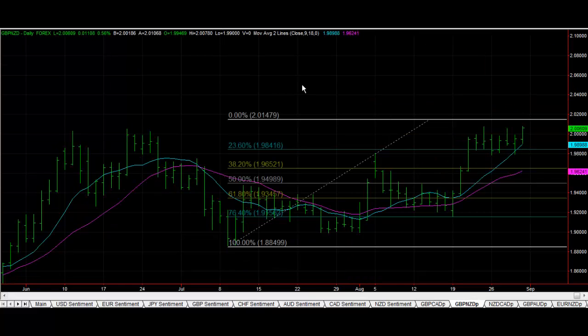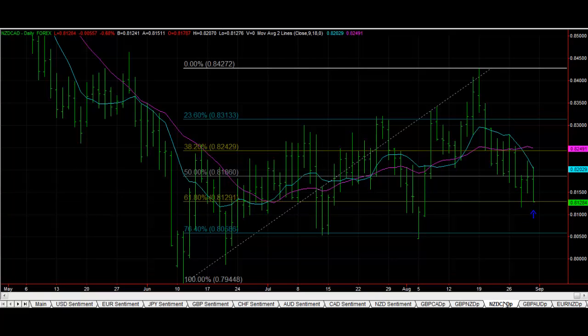This is the British pound against the New Zealand dollar. By using Fibonacci analysis again, we would expect that the British pound may test this 2.0147 area relatively soon. The fact that the pound bounced off of this key support level down here is an indication that we may move higher.